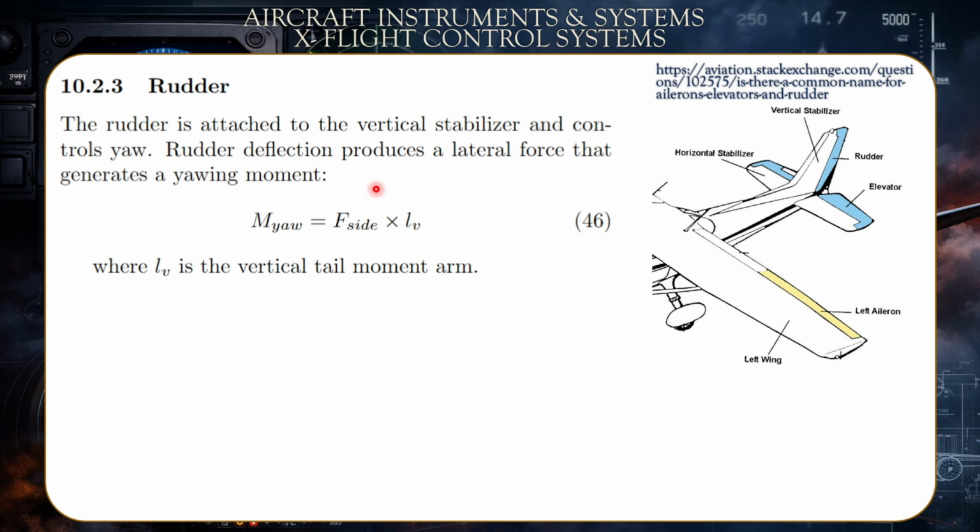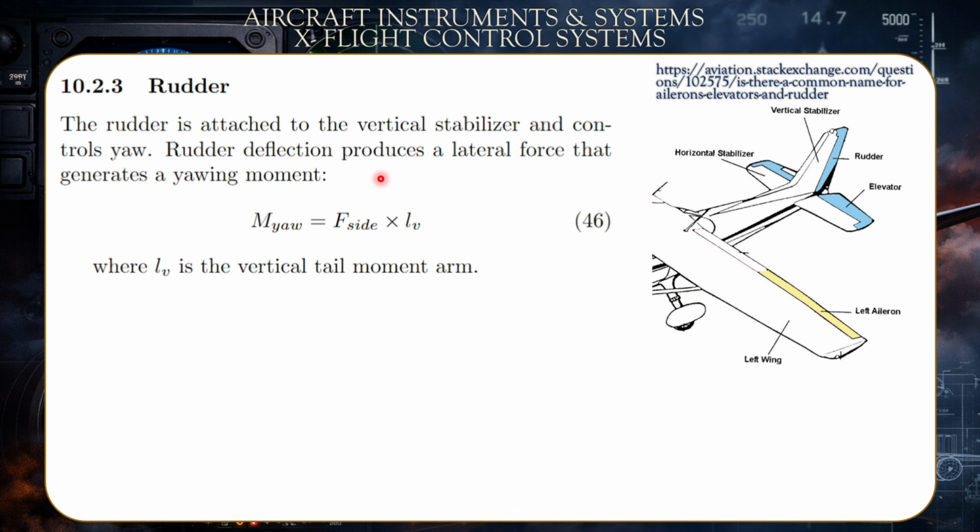10.3, the rudder. The rudder is attached to the vertical stabilizer, which is the vertical part of the tail, and controls yaw, which is the right or left-sided movement, okay? The left or right push against the aircraft.